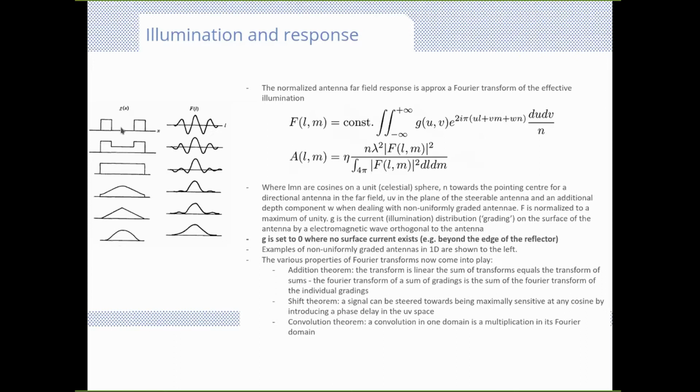So I've shown some examples here on the left-hand side of the grading function. Let's constrain ourselves just to 1D here. So let's call this x, where x can be either u or l, or anywhere in between, if you like. Now, the grading function, so the current distribution on the aperture, is indicated here on the left. On the right, we have the far field response that corresponds to the aperture that looks like that. So we can see that there are various responses that have slightly lower side lobes, right? Could be a property that's very useful.